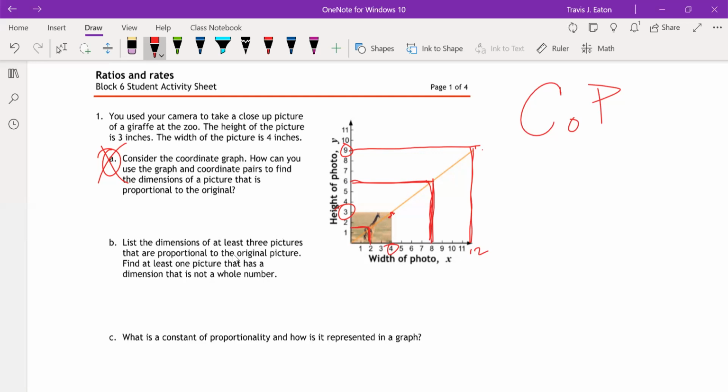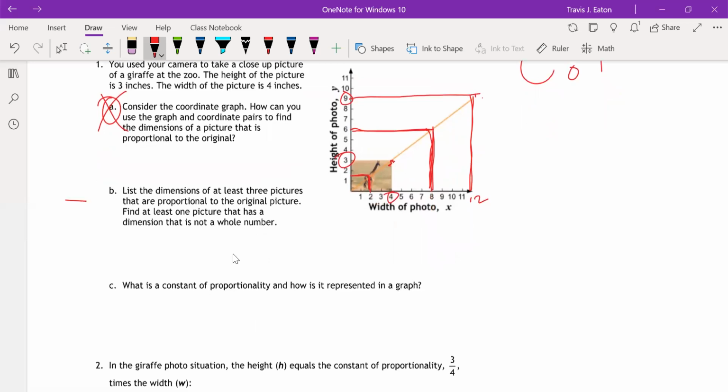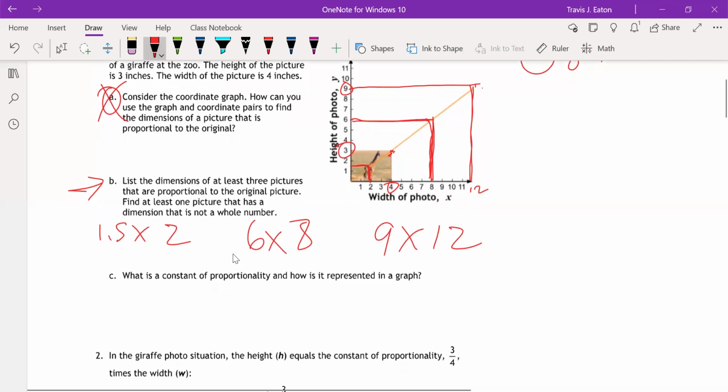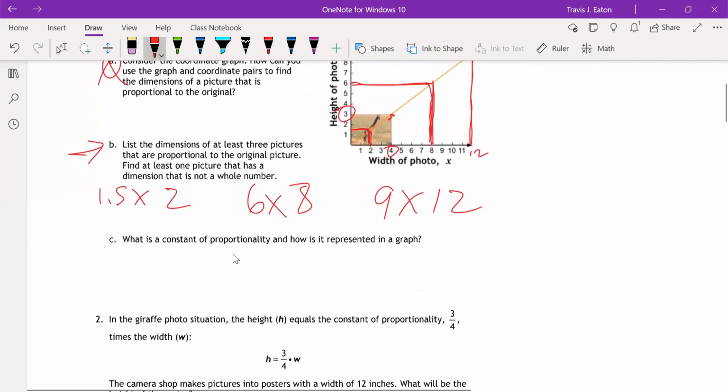So the dimensions of at least 3 pictures that are proportional to the original picture for question B would be 1.5 by 2, 6 by 8, 9 by 12. Those would be 3 pictures that would have the same proportion as the original, where if you take this, and this is what we're looking at, the constant of proportionality.